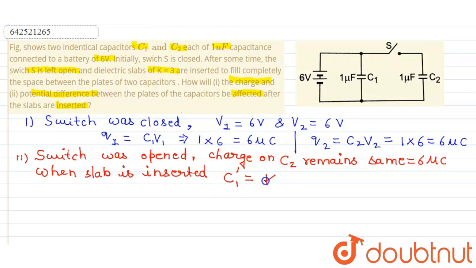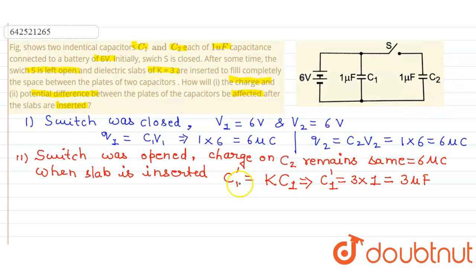It becomes K times the original one, that is K times C1. The new capacitance of the first capacitor, C1 dash, will become how much? The value of K is 3. C1 was originally 1, so that will become 3 microfarad. This is the new capacitance.